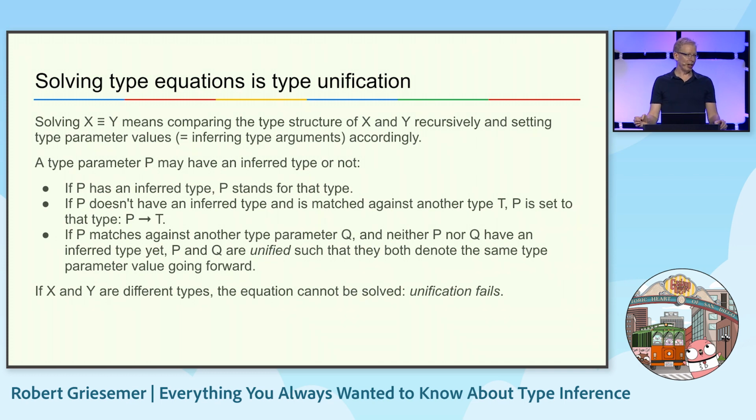If a type parameter has been seen before and already has a type argument inferred for it, then that type parameter stands for that type. And finally, if two type parameters match against each other and neither of them has a type argument inferred for it yet, then they are unified, they are joined. That means that going forward, they both stand for the same type argument. If one of them gets inferred, the other one gets the same type inferred for it.